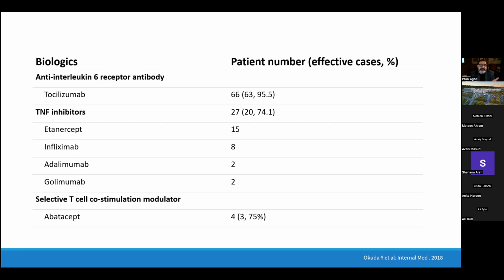They have maybe about 100 cases of AA amyloid that got various different types of anti-cytokine therapy, which is broken down over here. 66 were tocilizumab related therapies, and then 27 were TNF inhibitors. The various types of agents are different types of TNF blocking agents. And then there were a few patients on abatacept, which is a co-stimulation blocker.